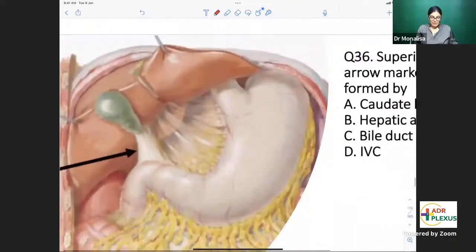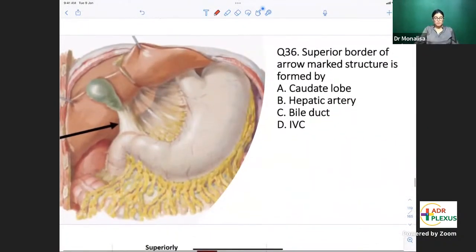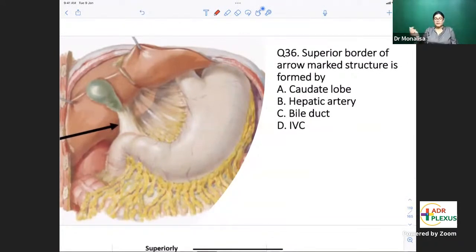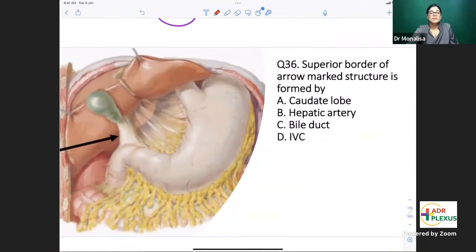Now coming to question number 36. Superior border of the arrow marked space. What is that arrow marked space and what is its superior border? Yes, it is the epiploic foramen. Which of the following structures forms the superior boundary: caudate lobe, hepatic artery, bile duct, or inferior vena cava? Epiploic foramen is right, and the correct answer is caudate lobe.